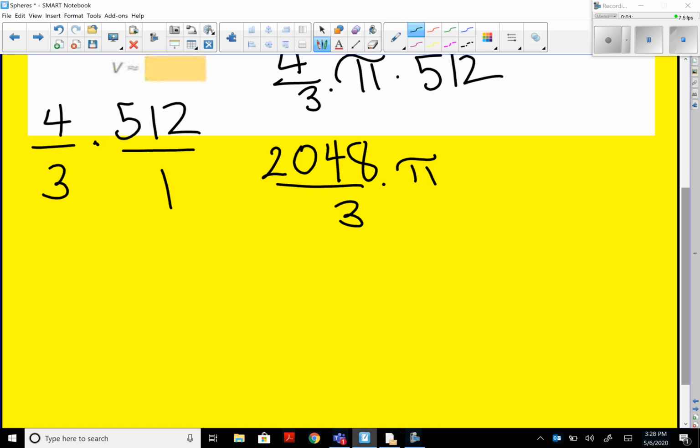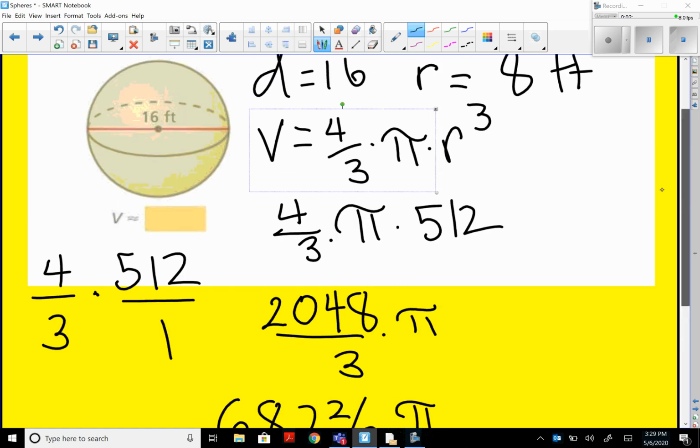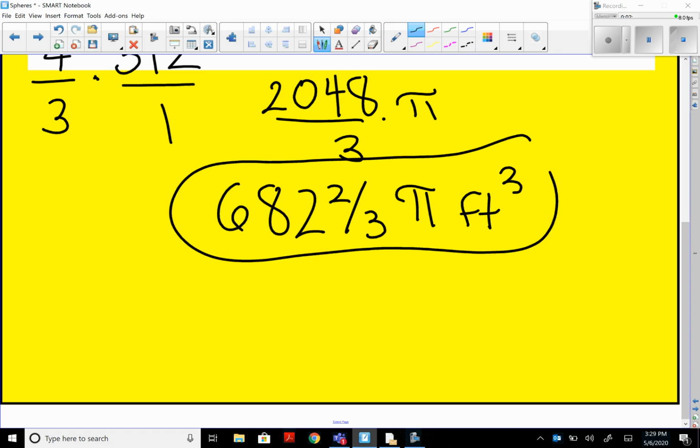I guess I could leave it like that, or I could go ahead and rewrite it as a mixed number. If I rewrite it as a mixed number, I get 682 and 2/3, or I could say 0.6 with the bar over it, pi, and I need to scroll back up to see what our units are. They are feet, and we're talking about volume, so my answer is in cubic feet. So this is my exact answer of volume.